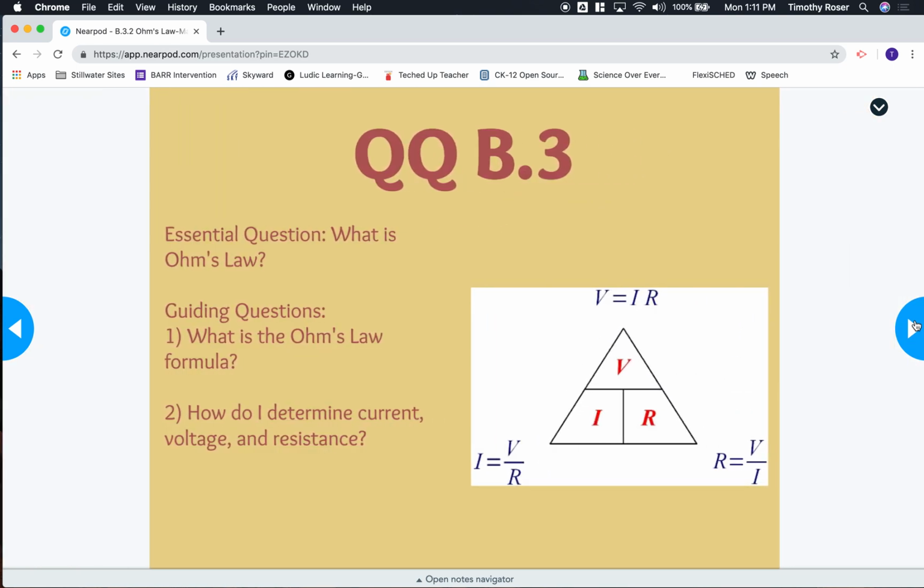All right, first thing I need you to do is go ahead and jump over to Schoology and take Quick Quiz B.3. When you have finished taking Quick Quiz B.3, I want you to go ahead and set up your notes for today. Our essential question is, what is Ohm's Law? And the guiding questions are, what is the Ohm's Law formula? And how do I determine current, voltage, and resistance? Go ahead and pause the video until you have taken the Quick Quiz and set up your notes, and then we will continue.